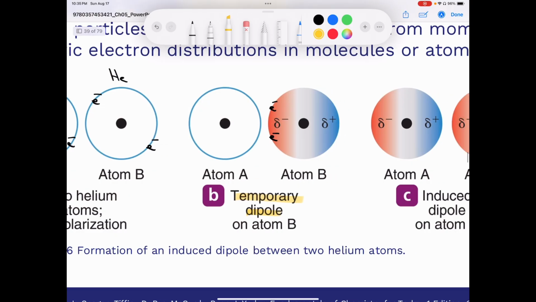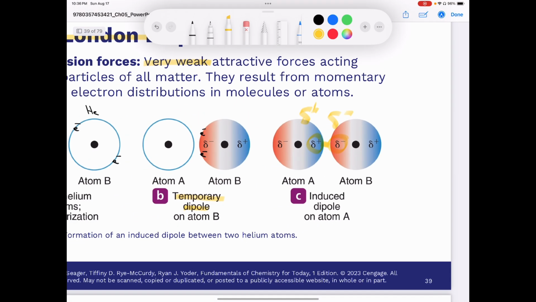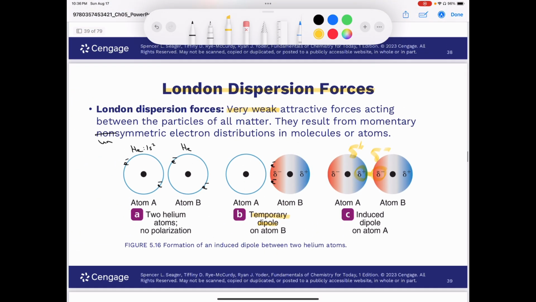And so that's going to induce a dipole in the neighboring atom, right? You have the delta negative here. That's going to create a delta positive that you see here. And then there's going to be an attraction between the two of them. However, eventually the electrons are going to go back to being evenly dispersed across the atom or molecule. And so again, London dispersion forces, they're fleeting, they're rapid, they're temporary, and they're very weak. They're the weakest of all the intermolecular forces.